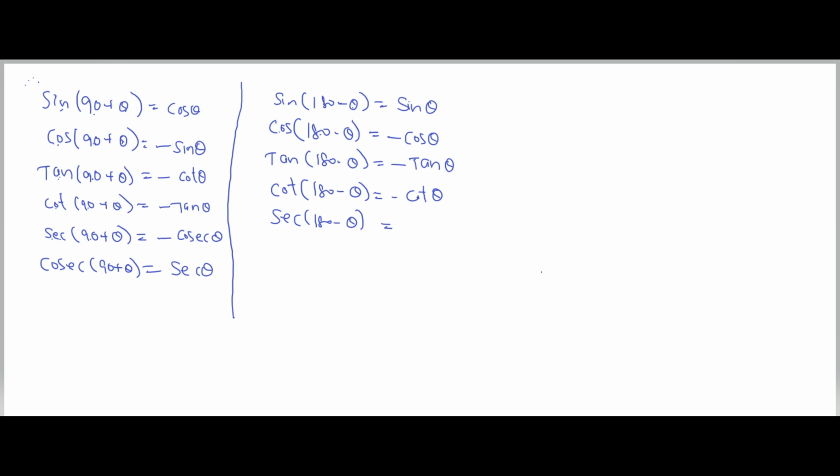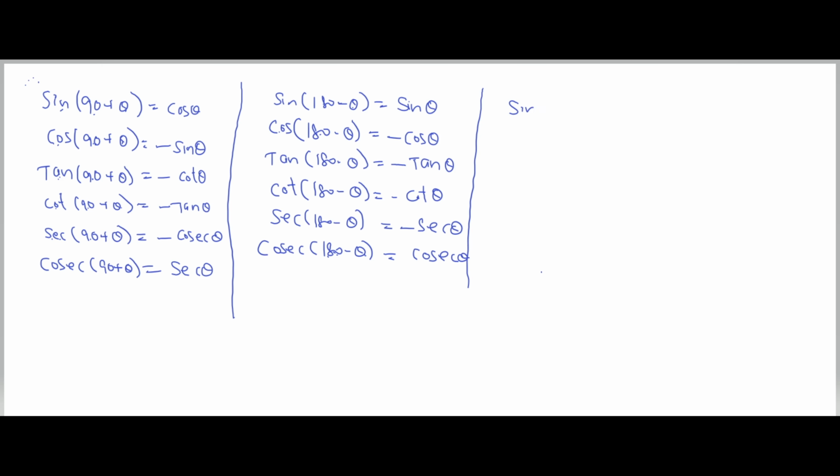to minus sec theta, and cosec of 180 minus theta is equal to plus cosec theta, because 180 minus theta lies in the second quadrant. In the second quadrant cosec theta is positive, that is cosec of 180 minus theta is equal to cosec theta.